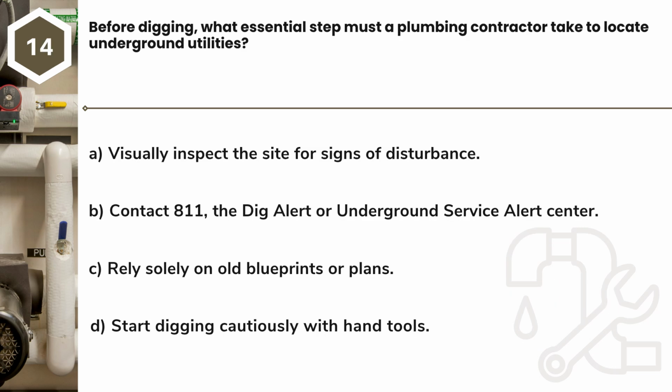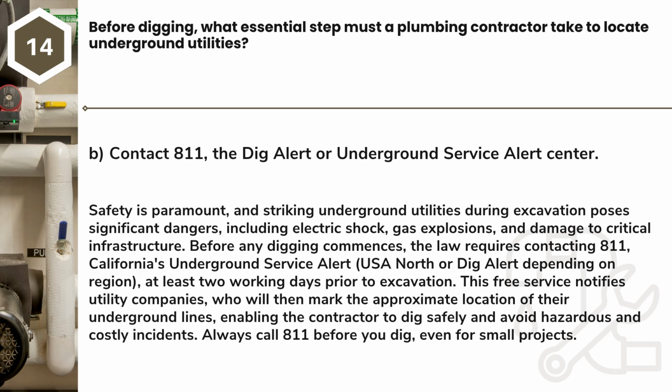Question 14. Before digging, what essential step must a plumbing contractor take to locate underground utilities? A. Visually inspect the site for signs of disturbance. B. Contact 811, the Dig Alert or Underground Service Alert Center. C. Rely solely on old blueprints or plans. D. Start digging cautiously with hand tools. Answer: B. Contact 811, the Dig Alert or Underground Service Alert Center.